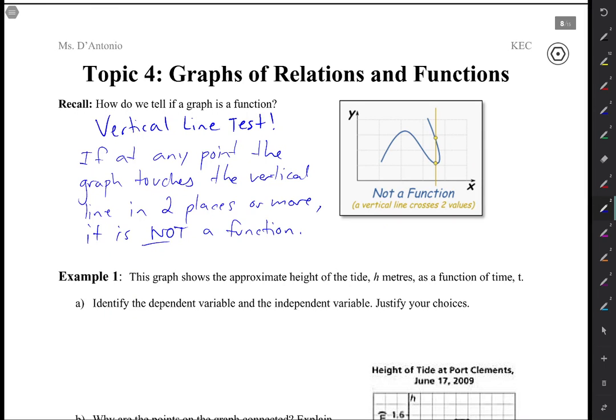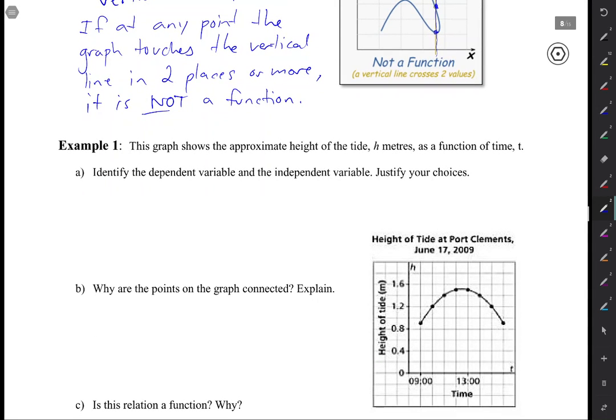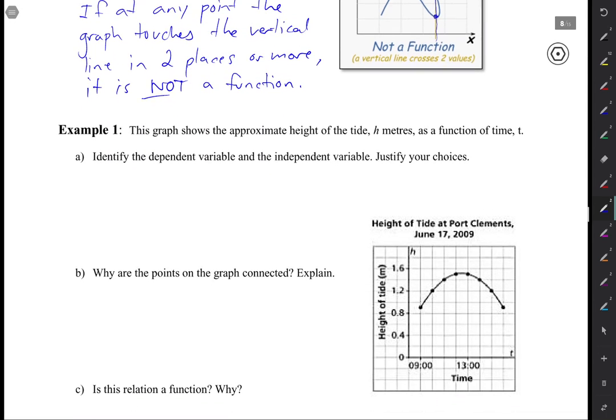So as you can see in the example here, they gave us a vertical line, and at this point it's touching the graph in 2 spots, therefore it is not a function. However, if you can get across your whole graph and only touch it in 1 point at a time, then it is a function.